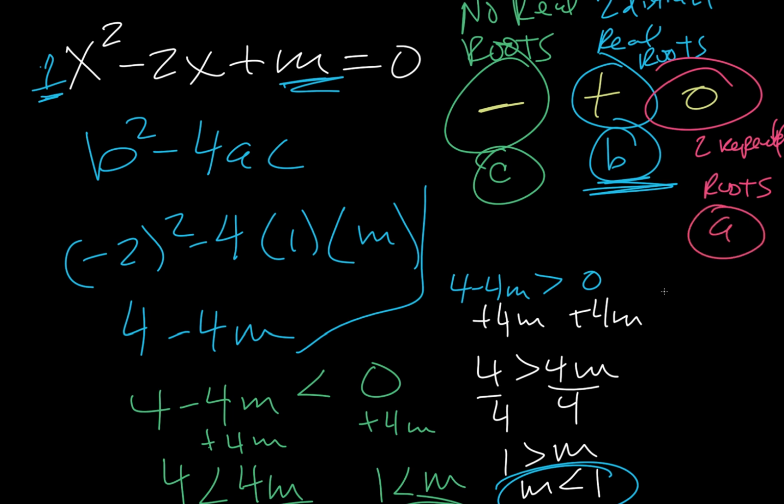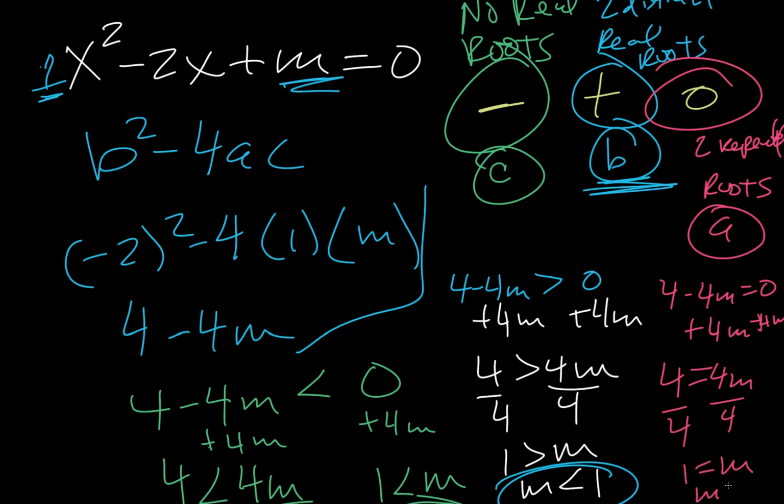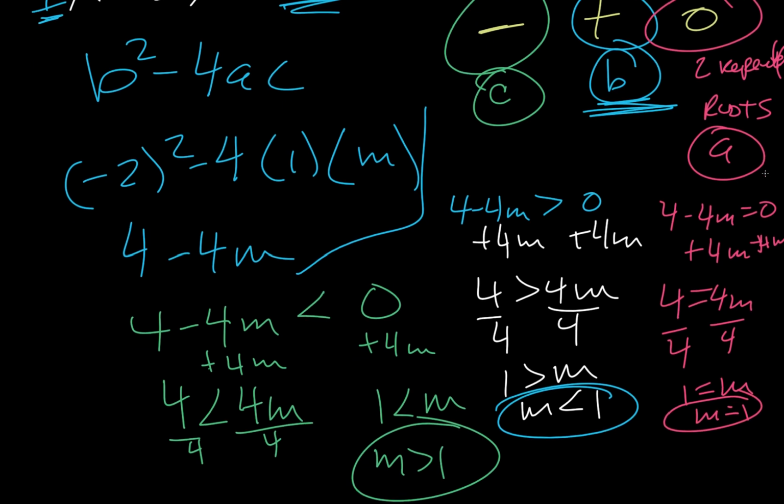And we just set it equal to 0 this time. So 4 minus 4m equals 0. Add 4m to both sides. 4 equals 4m. Divide by 4. 1 equals m, or m equals 1. So when m equals 1, we get two repeated roots.